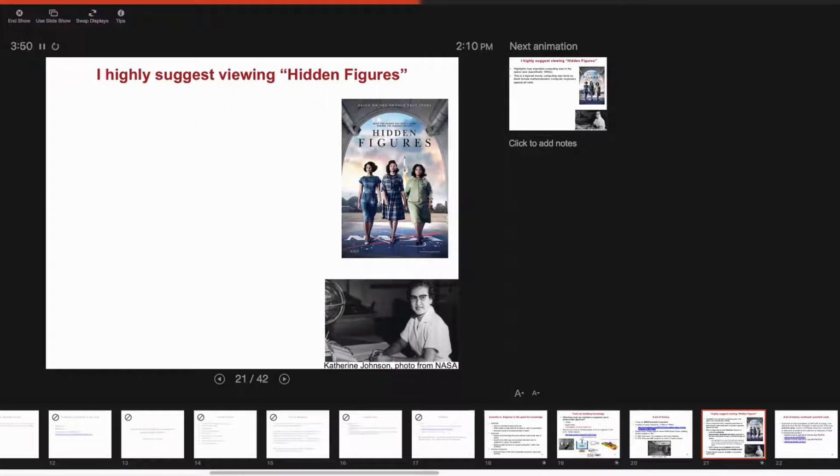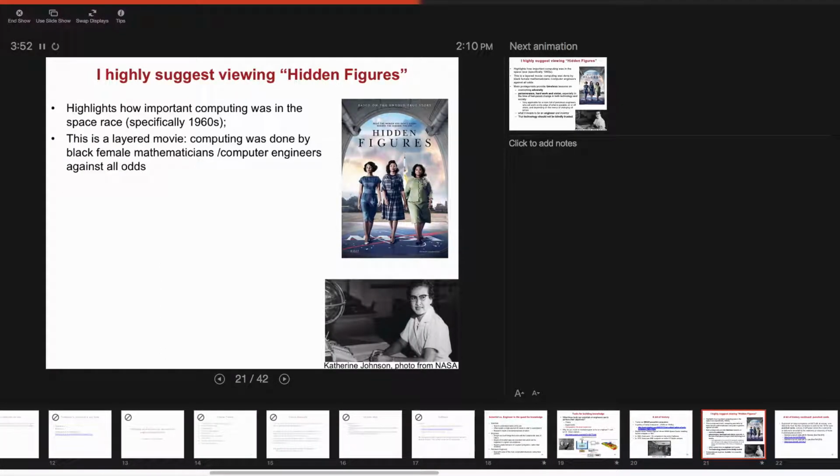Now, this movie, I highly suggest viewing it. On so many levels, it's a layered movie about a lot of topics. But specifically, it focuses on computation and the fact that once upon a time, there was a position called human computer. When there were no computers, they actually used mathematicians, typically, when training, to compute. So scientists and engineers, everybody would come up with problems, but then some people simply had to sit down and compute pretty much with the help of a basic calculator.